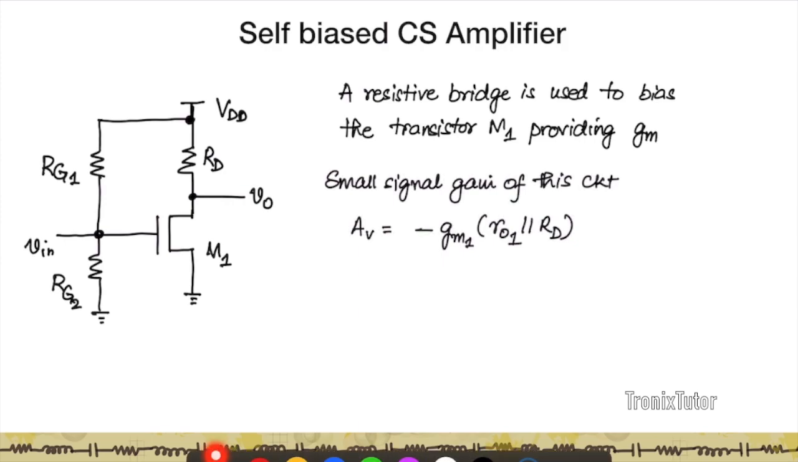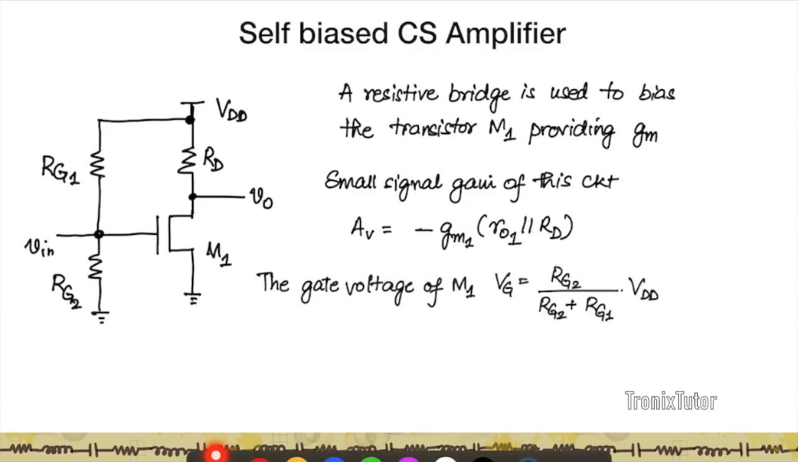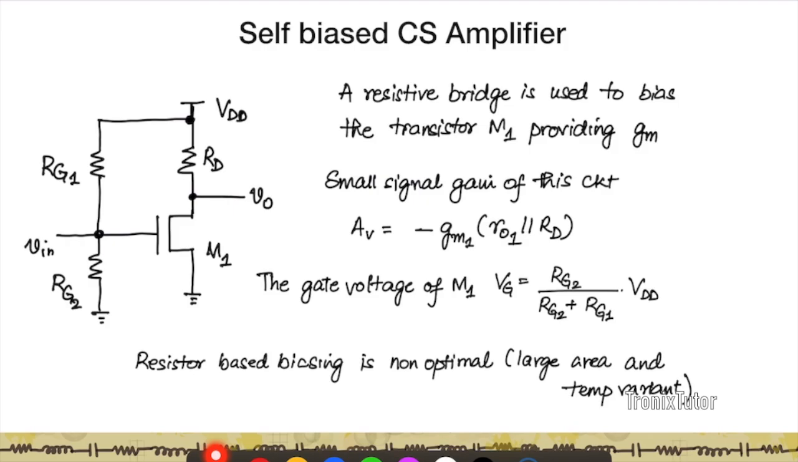And if I think about the small signal gain of the circuit, it is going to be given by GM1 times R1 parallel RD, because RD is the load on this transistor, right? So I need to select the right combination of RG1 and RG2 so as to target a given GM1. And the gate voltage would be very simply given by RG2 upon RG2 plus RG1 times VDD.